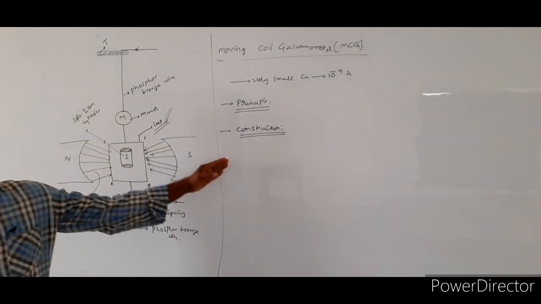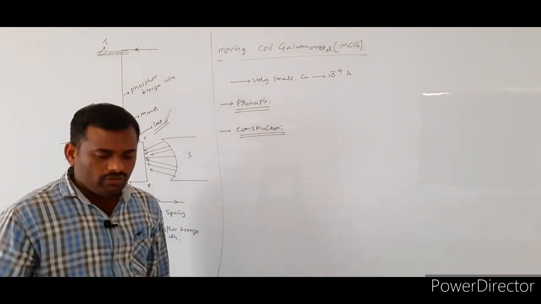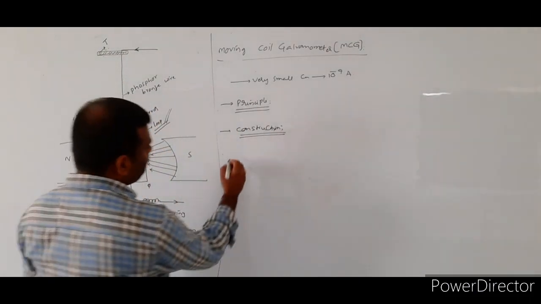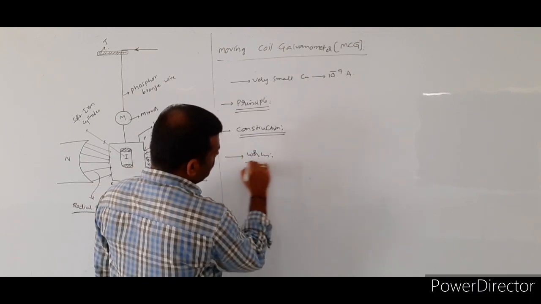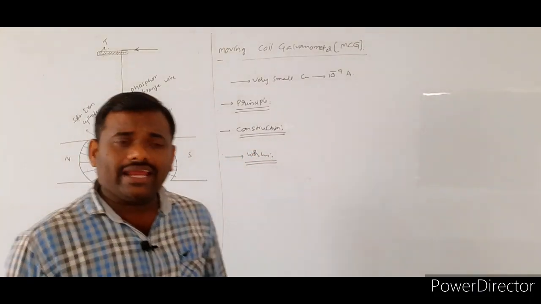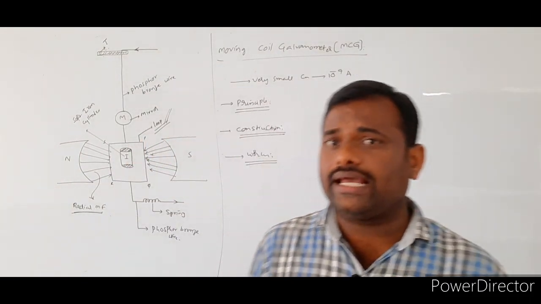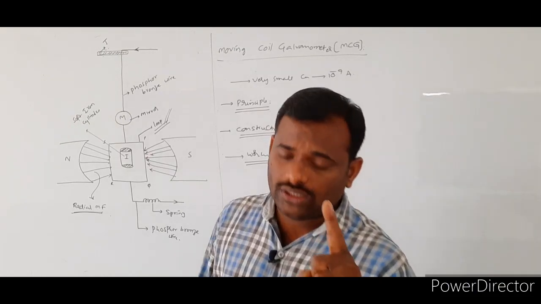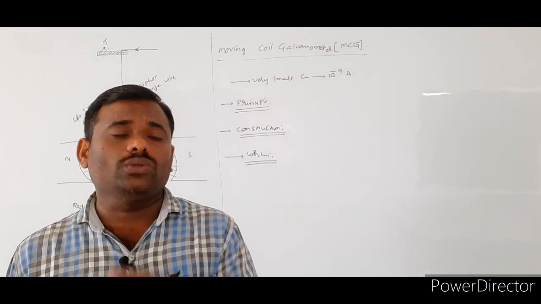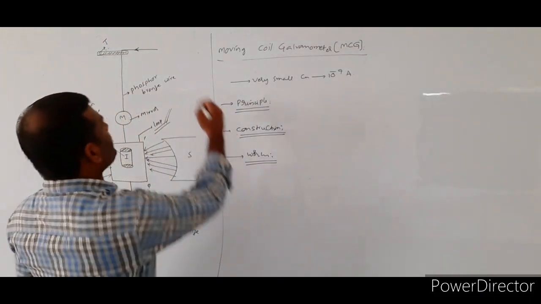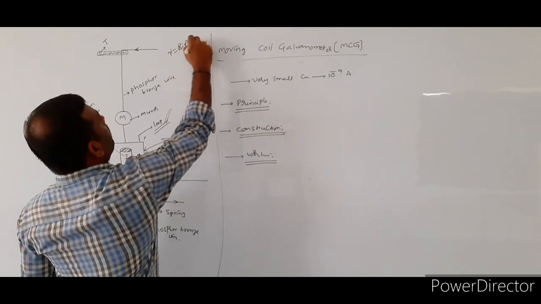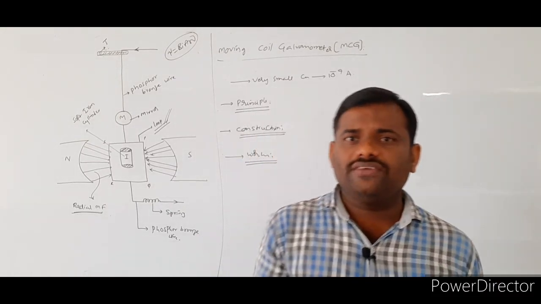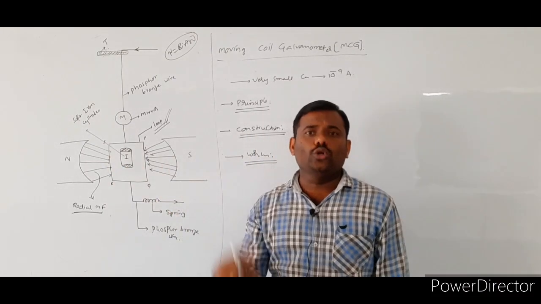Like this we have to construct the moving coil galvanometer. Now coming to the working. When you consider the rectangular current carrying loop, when torque acts on the loop whenever current passes through it, already you know the formula for the torque. What is the formula for the torque? Tau is equal to BIAN. So if no current is flowing through the loop, the torque acting on the loop is equal to 0.